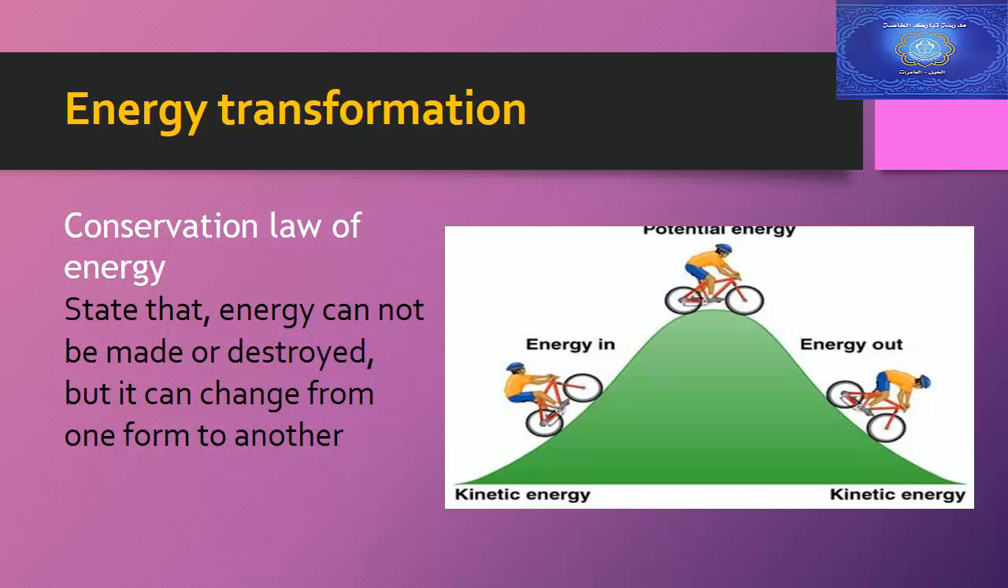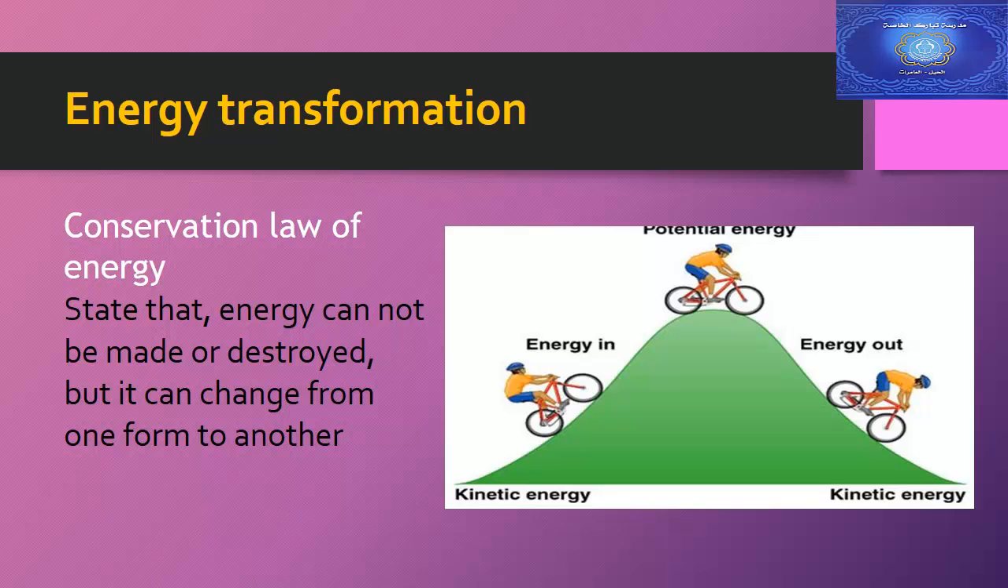Energy transformation. Energy cannot be lost or destroyed. This is called conservation law of energy. As we see in this figure, this person starts motion from the ground with maximum kinetic energy. When this person goes up, the kinetic energy is transferred to potential energy. So kinetic energy on the top equals 0, but this person has highest potential energy. When this person moves down again, the potential energy is transferred also to kinetic energy.